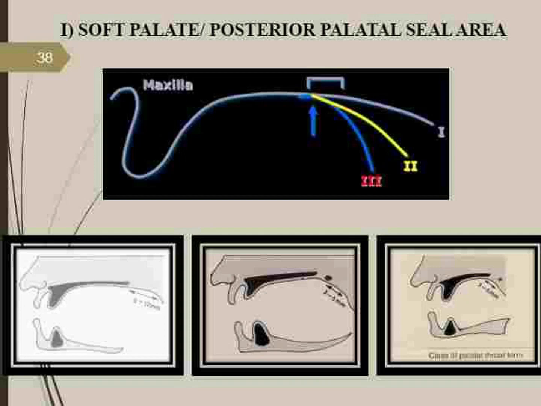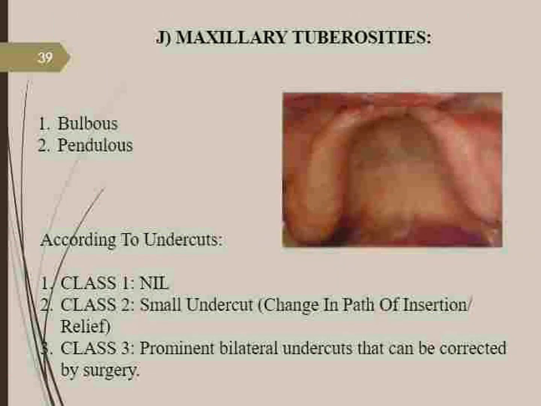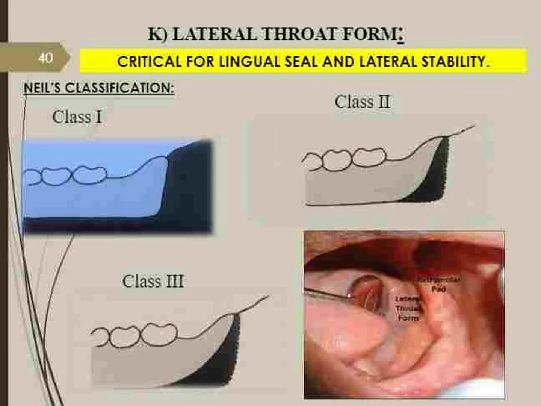Class 1 has maximum amount of posterior palatal seal area, thereby providing more retention to the prosthesis as compared to class 3, which has least amount of PPS area. Maxillary tuberosities could be either bulbous or pendulous. Bulbous or pendulous has to be corrected because it can alter the maxillary occlusal plane. Lateral throat form classification was given by Neal. Class 1 is a deeper retromylohyoid sulcus, whereas class 3 is a shallow one, which means the retention of the lower prosthesis will be least in class 3 and highest in class 1.